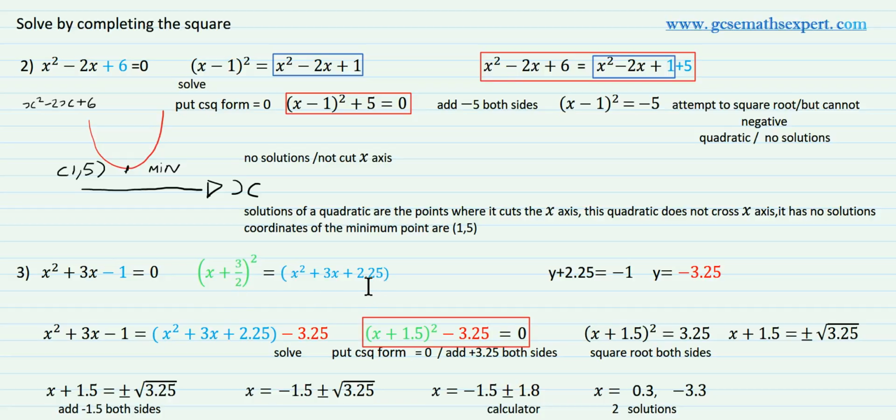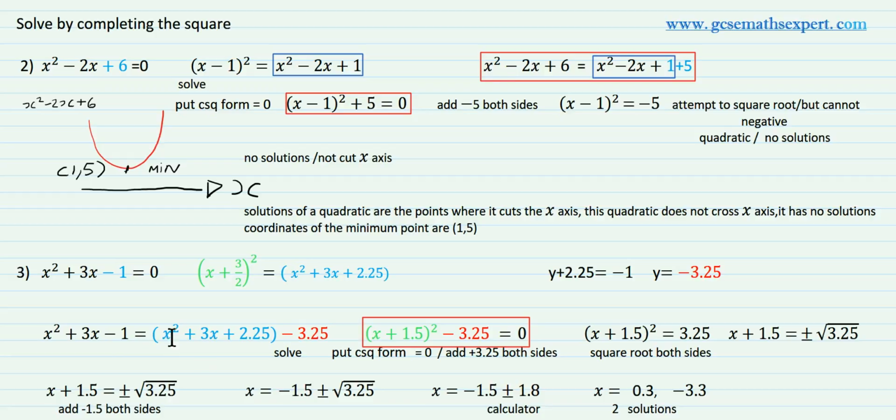So we want minus 1, but we've got 2.25. So what do we do? We add minus 2.25 to both, and so the number that you add is minus 3.25, in order to balance it, to get minus 1. So you put this minus 3.25 here, and you carry this blue equation down here. Then this will be equivalent to the original quadratic.